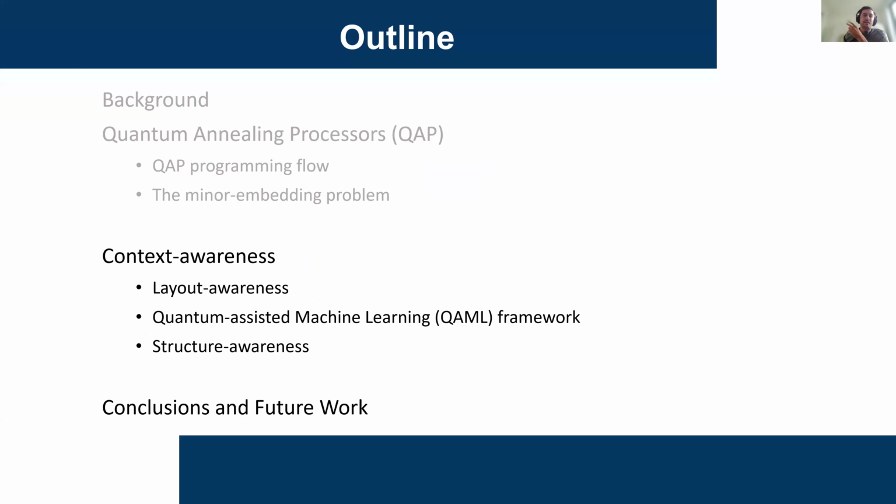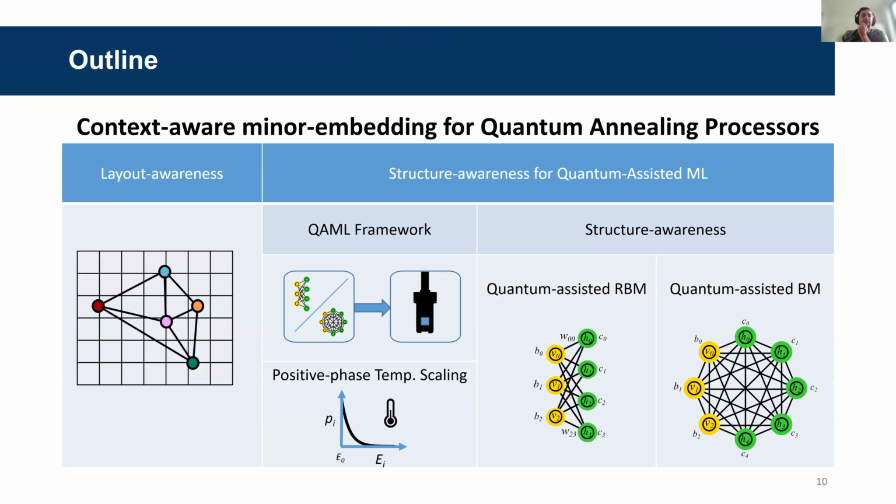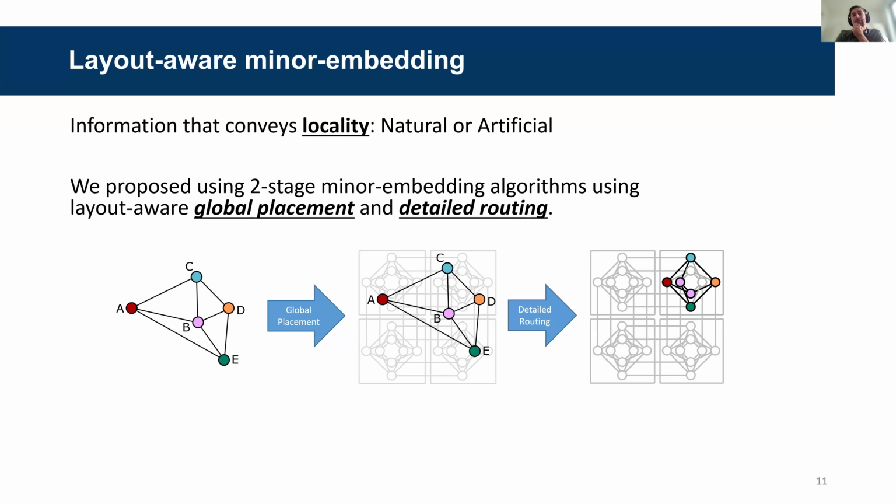And so I'll move to what I mean by context awareness. As I mentioned, there are two types. So I'll start with layout awareness. By layout, I mean location information, which conveys locality or distance between nodes. And this can be either natural, like from the creation of the problem, or artificial, because we can create a graph drawing with some different heuristic graph drawing methods.